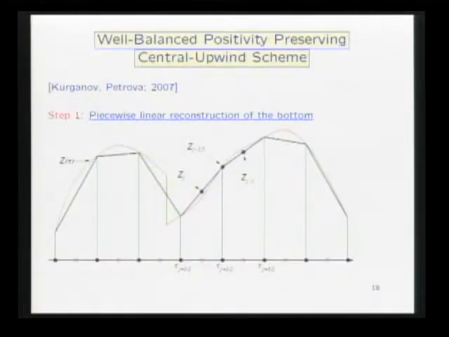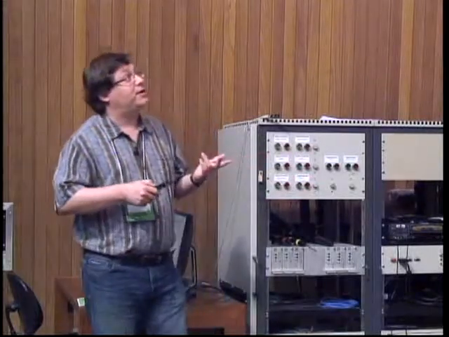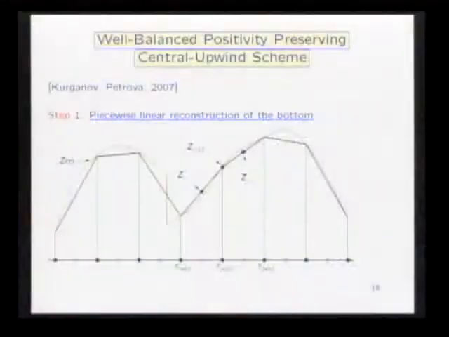Now I would like to move on and add another feature. I want the scheme to be positivity preserving. To make the scheme positivity preserving, that's what we did with Gergana Petrova in 2007. There are several steps needed to do this. First, the bottom topography. Instead of having this brown function, which is just some function, we replace it with a piecewise linear continuous approximation, as done here, the black curve. We just take the values of the bottom topography at cell interfaces and connect them.